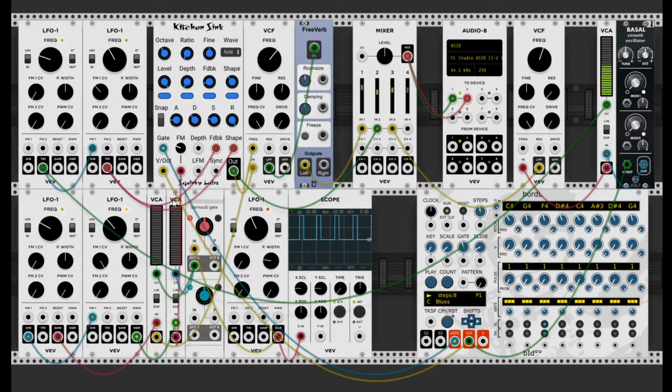an individual VCA, and this is necessary because in this patch we are not using the output of this whole subnet LFO1 modulating. I had a German lesson just before this. So eins, yeah, okay. So one.